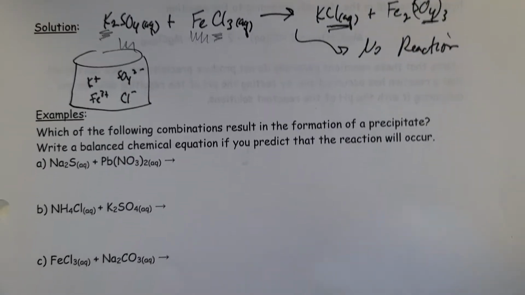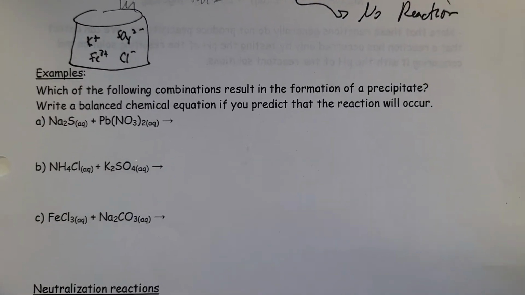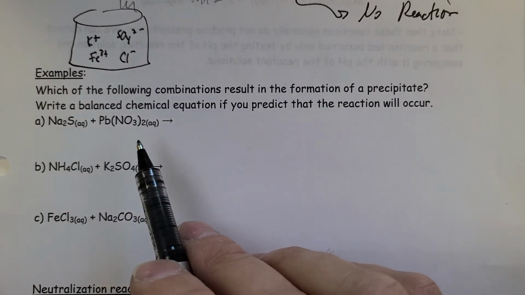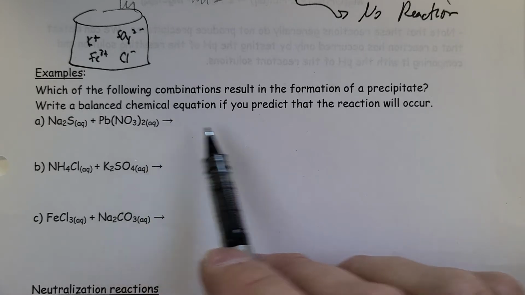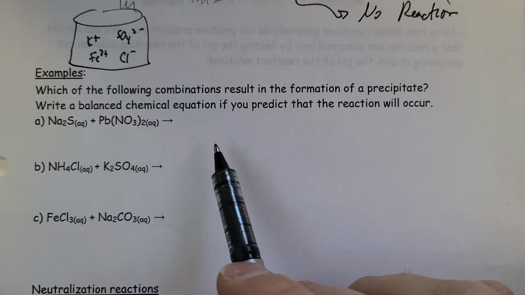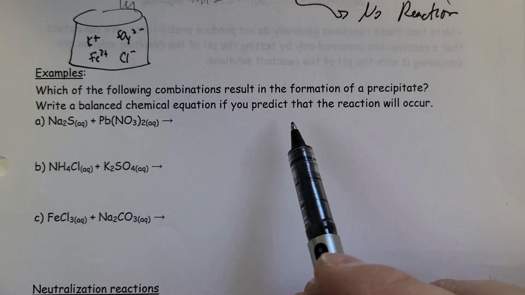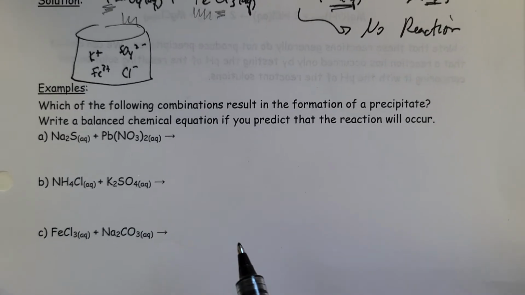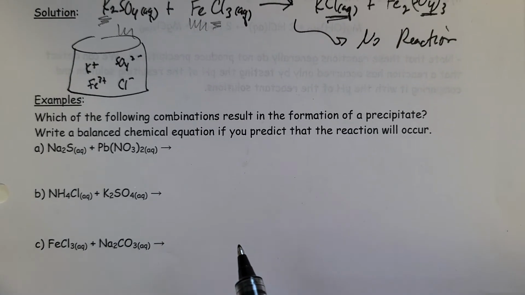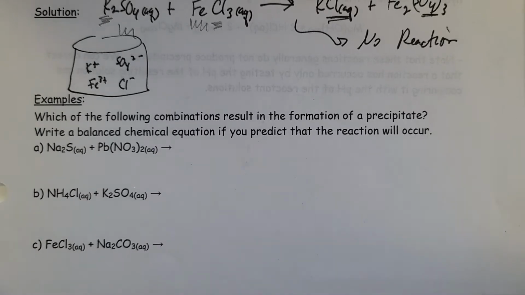Let's look at the next 3 here. You may want to pause the video and just try these yourself. Then come back to this video. Which of the following combinations results in the formation of a precipitate? Write the balanced equation if there is a reaction; if there isn't, write no reaction. So you may wish to pause the video and try these, or if you've already done so, we'll look at these.